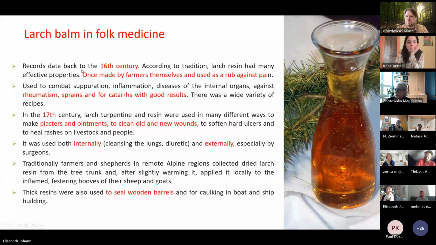Records with regard to folk medicine date back to the 16th century, and farmers often made this product themselves and used it against pain. It was also used against rheumatism, sprains and catarrh, with good results. In the 1700s, ointments and plasters are mentioned to clean old and new wounds. It was used internally, cleansing the lungs, and as a diuretic, and externally, especially by surgeons.